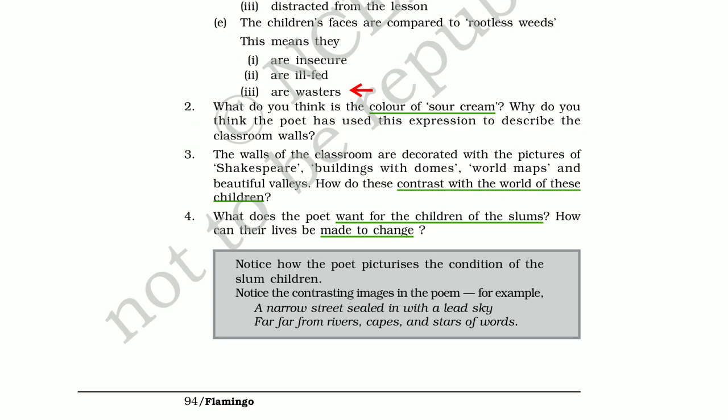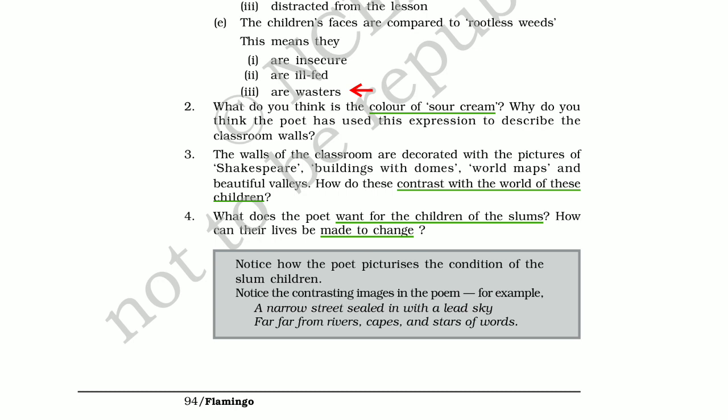What do you think is the color of sour cream? Why do you think the poet has used this expression to describe the classroom walls? The sour cream is yellowish in color, and the poet has used the expression to describe the dull, dirty, and pale walls of the classroom in a slum school, and it draws attention to the sad environment that increases the absence of hope surrounding the lives of students.